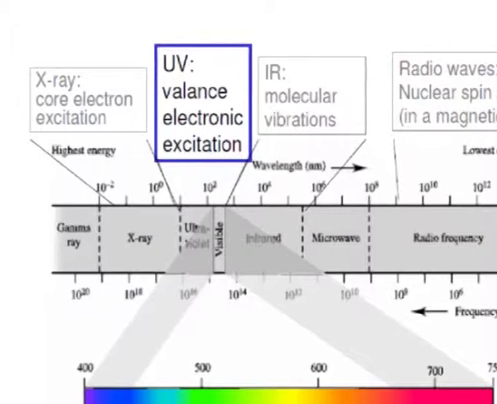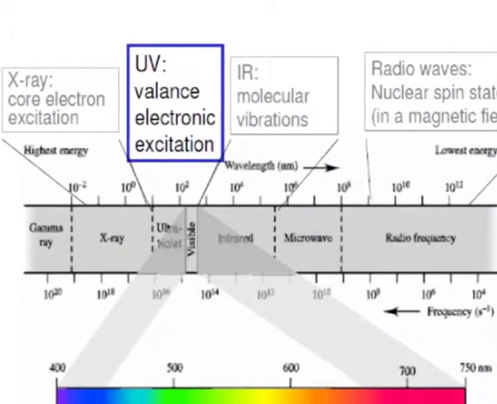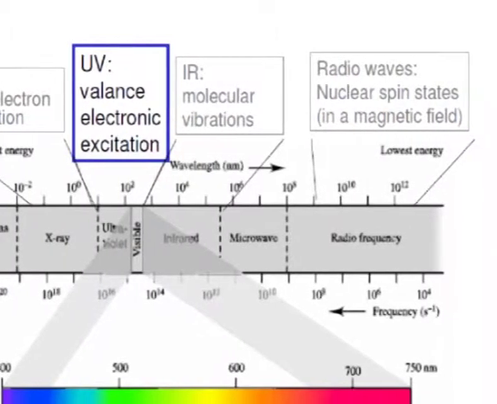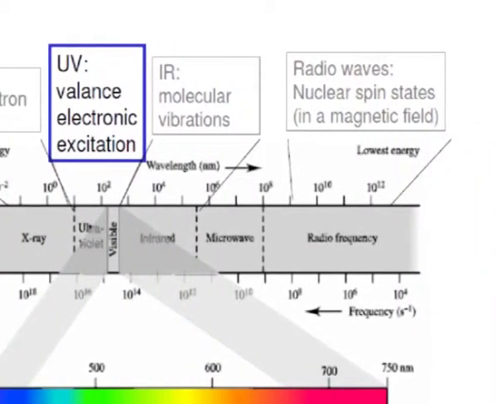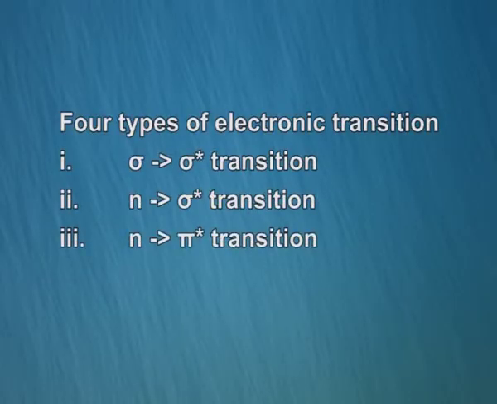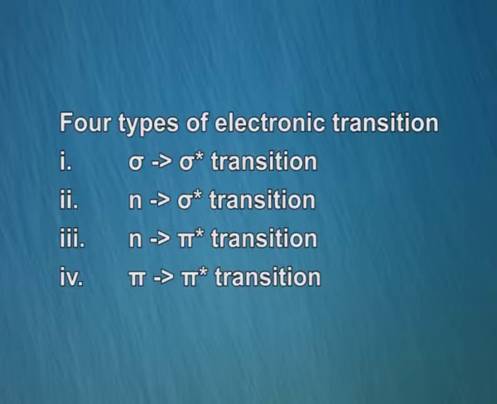Thus, the energy of the radiation in the visible range is generally 36 to 72 kilocalories per mole, while that in the ultraviolet range goes as high as 143 kilocalories per mole. In UV spectroscopy, molecules undergo electronic transition involving sigma, pi and n electrons. 4 types of electronic transition are possible: sigma-sigma transition, n-sigma transition, n-pi transition and pi-pi transition.